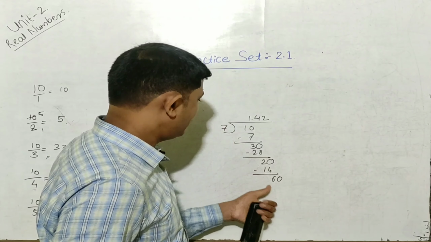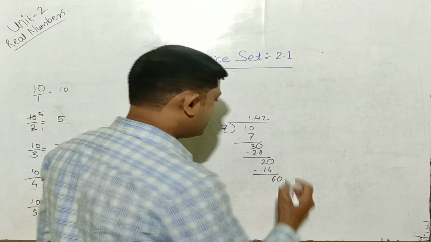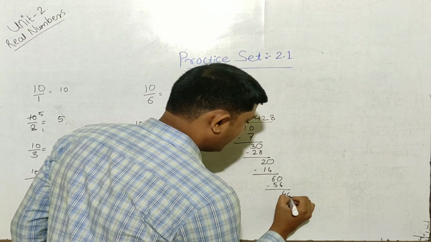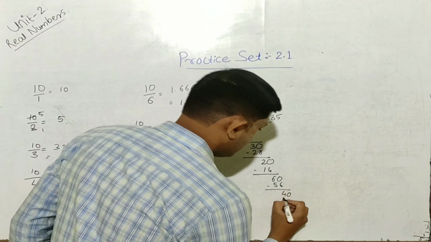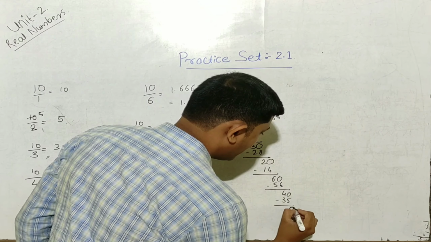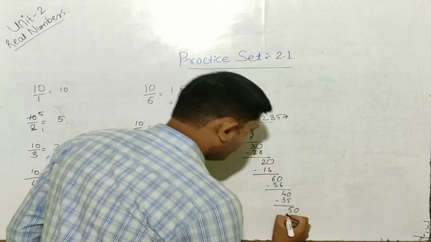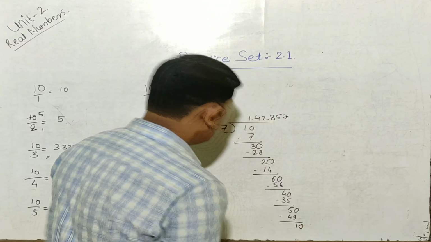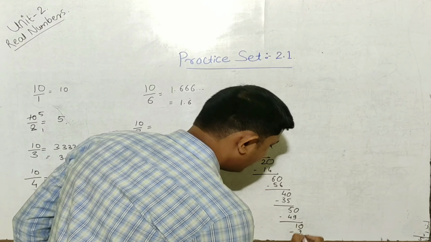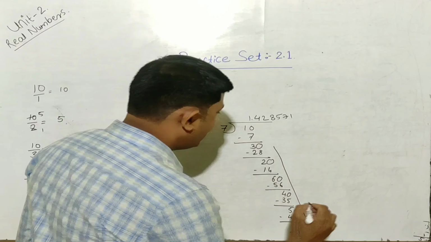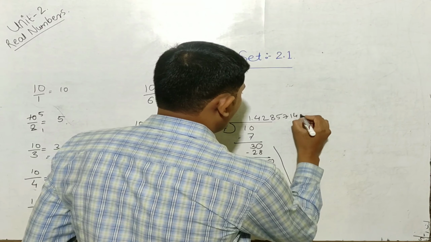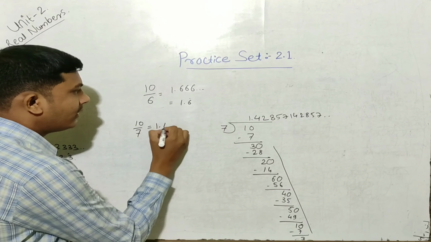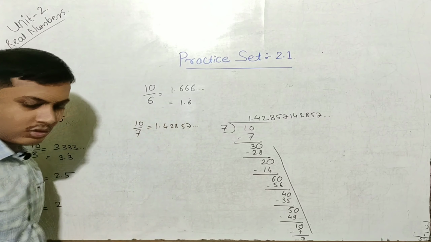Take 0. 7 7s are 49. 7 8s are 56, remainder is again 4. Take 10. 7 5s are 35, remainder is 5. Take 10. 7 7s are 49, remainder is 1. Take 10. 7 1s are 7, remainder is 3. Same here, it will be repeated, that is 4 2 8 5 7, which means the decimal expansion will be 1.42857 and dot dot dot.